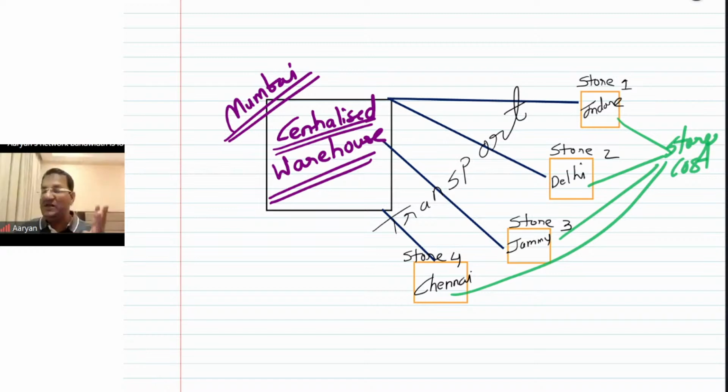So DPC consists of 3 costs. The first one is the centralized warehouse cost, known as warehouse cost. The second one is known as transportation cost, and the third one is known as store cost, है ना.